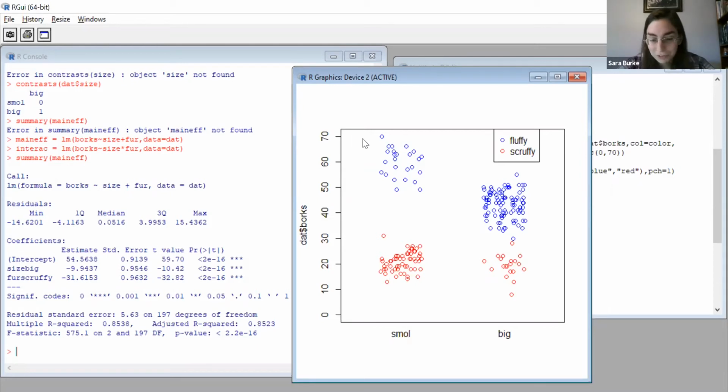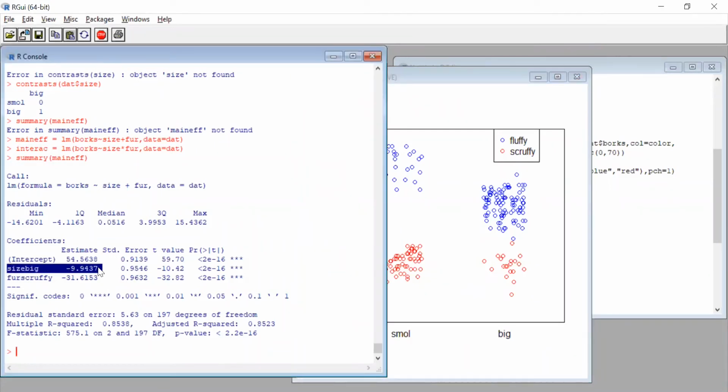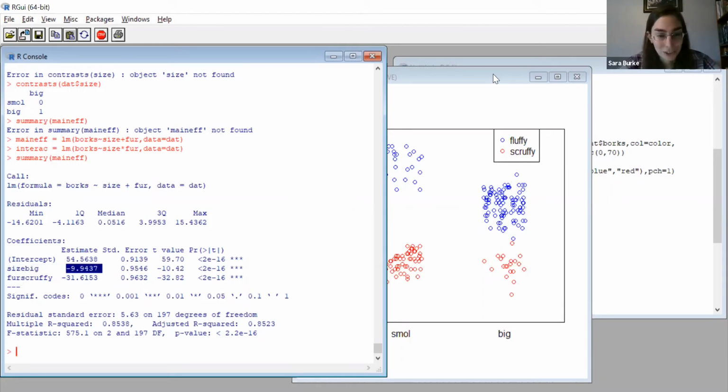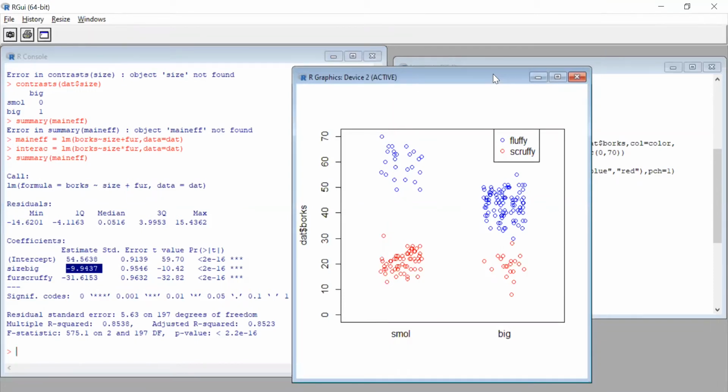So adjusting for is sometimes confusing terminology. And one of the things I want to talk about today is what does that actually mean? It's kind of like within each size category is one way to think of it. The scruffy dogs are borking 32 fewer times than the fluffy dogs on average within each size category, rather than just overall. And maybe the way I was intending to think about this is to focus on this big row. So give that one a try. Big dogs are borking 9 times less than small dogs when adjusting for scruffy fur.